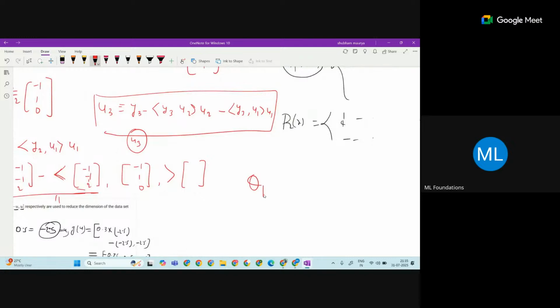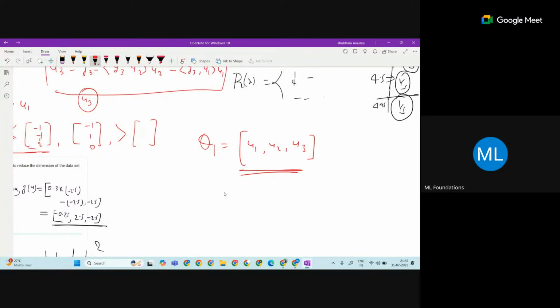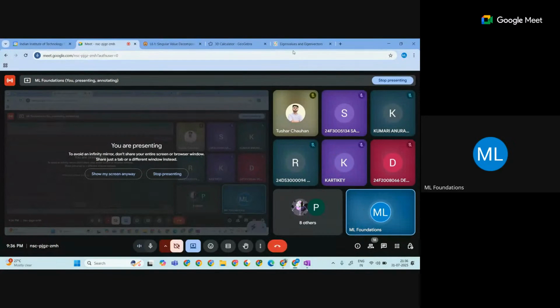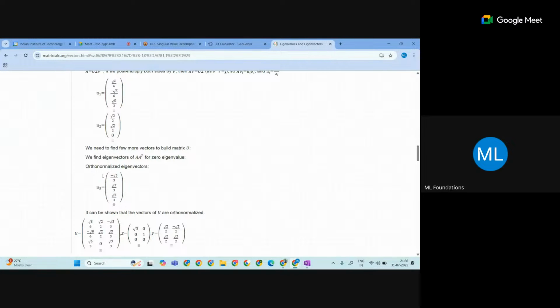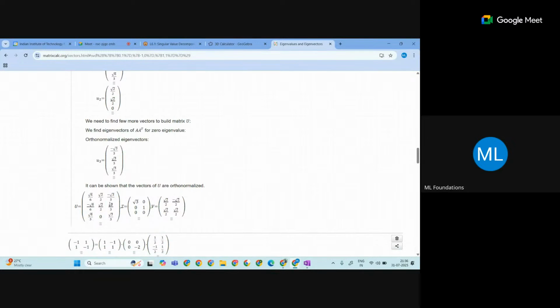Once you get u3, this will form your Q1, which is u1, u2, and u3. Finally you have Q1, Q2, and sigma, which is 1 3, if you're following the order we are following. This is sigma, this is Q1, and Q2 we already have. Let me show you in the calculator. It found the three independent vectors: u1 is this one, u2 is this one, and the third one is orthogonal. He filled this in as Q1, this is sigma, and this is your Q2. This is how it is done.